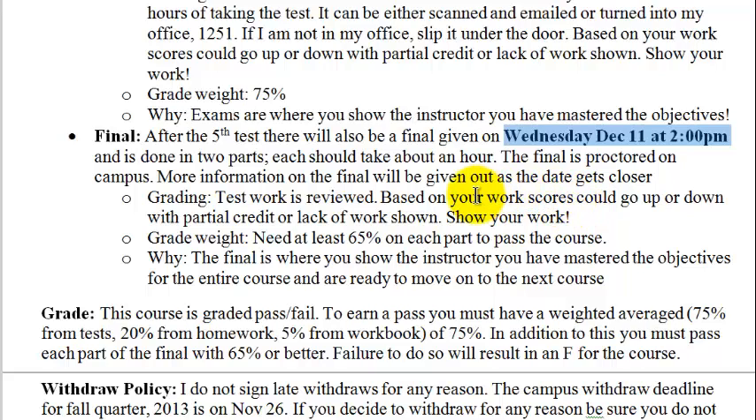The final is done in 2 parts. Each part takes an hour, 2 hours total, and you need at least 65% on each part in order to pass this course. The grade is pass-fail. I'll weight together your homework, your workbook, and your test. I want to see that above 75%. If it's above 75%, you can take the final. When you take the final, you need above 65% on each part of the final, and that will earn you a pass for the class.